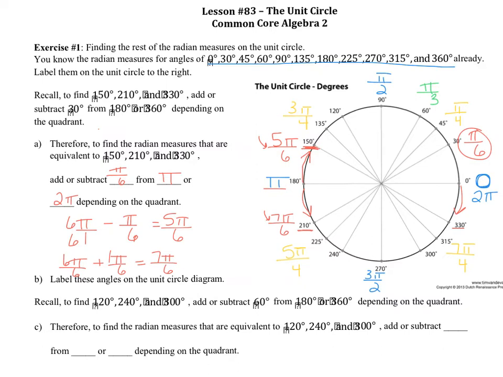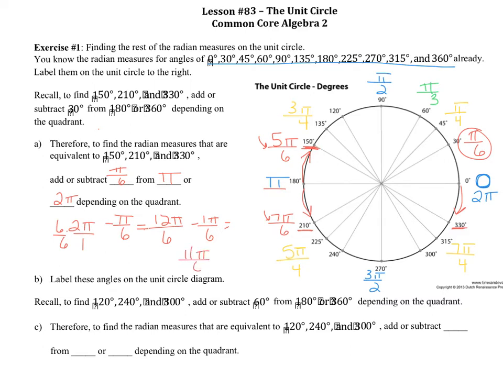So lastly, I'm going to erase this work, and I'm going to do the other side. Over here at 330, that's 2 pi minus pi over 6 because it's getting smaller. So I'm once again going to multiply by 6 over 6. So this is 12 pi over 6 minus 1 pi over 6, right? 6 over 6 times 2 pi would give me 12 pi over 6. So that gives me 11 pi over 6. So that's what's going to go over here.